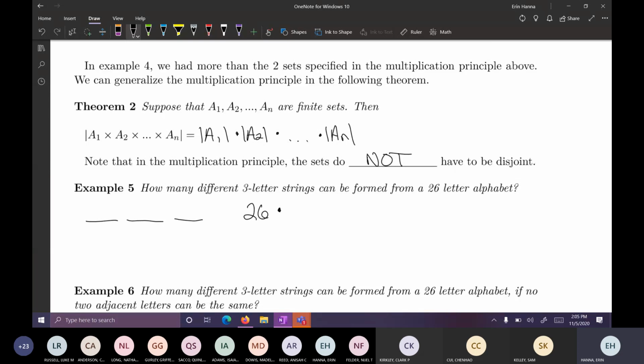How many choices do we have for the second one? Well, there's no restraints on this. I can use the same letter. So I still have 26 letters to choose from. How many choices do I have for the third one? I still don't have any restrictions, so I can choose whatever I want. So there's 26 letters. Punch that into a calculator. That is 17,576 strings of 3 letters.